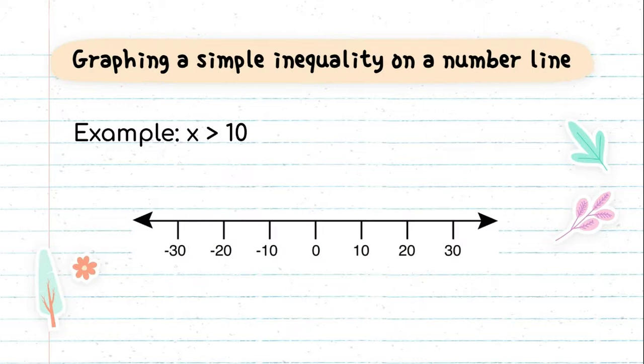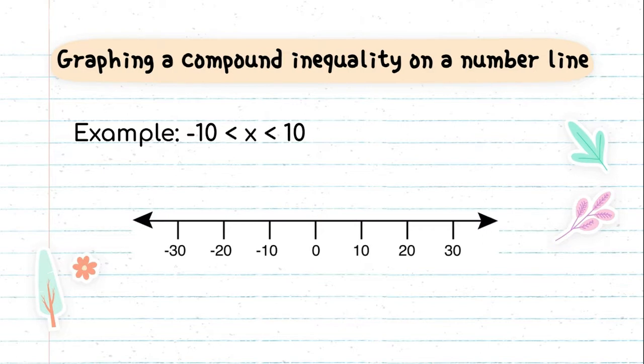Now let's try graphing a simple inequality on a number line. Here is an example. X is greater than 10. So first, we're going to plot an open circle on the number 10. And since x is going to be a value that is greater than 10, we're going to make an arrow that's going to the right direction, because going to the right means greater than.